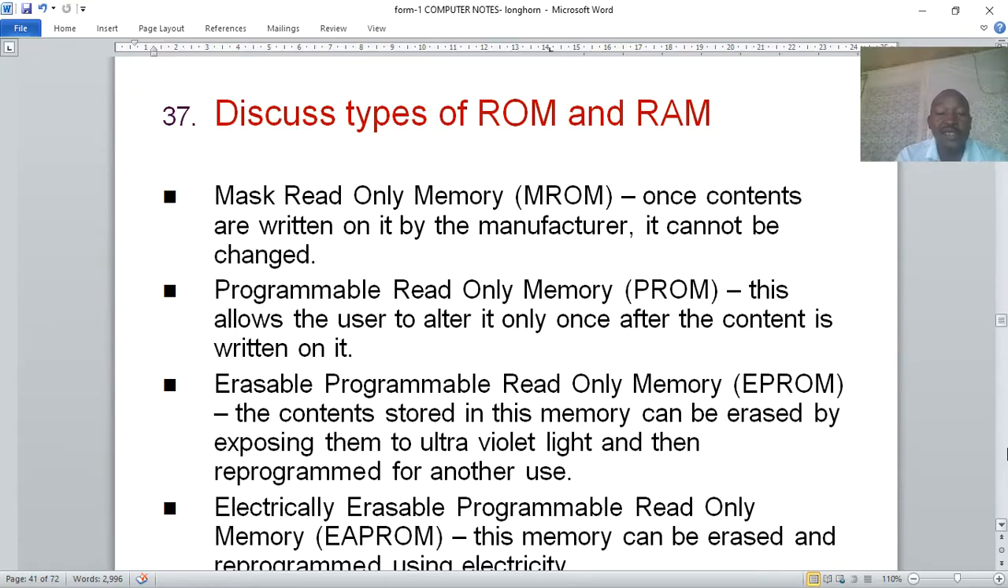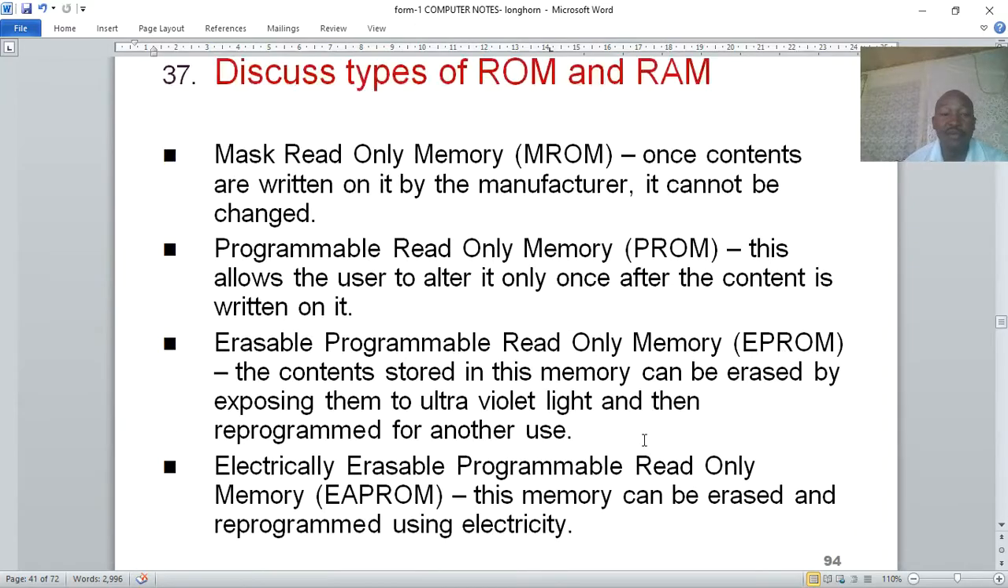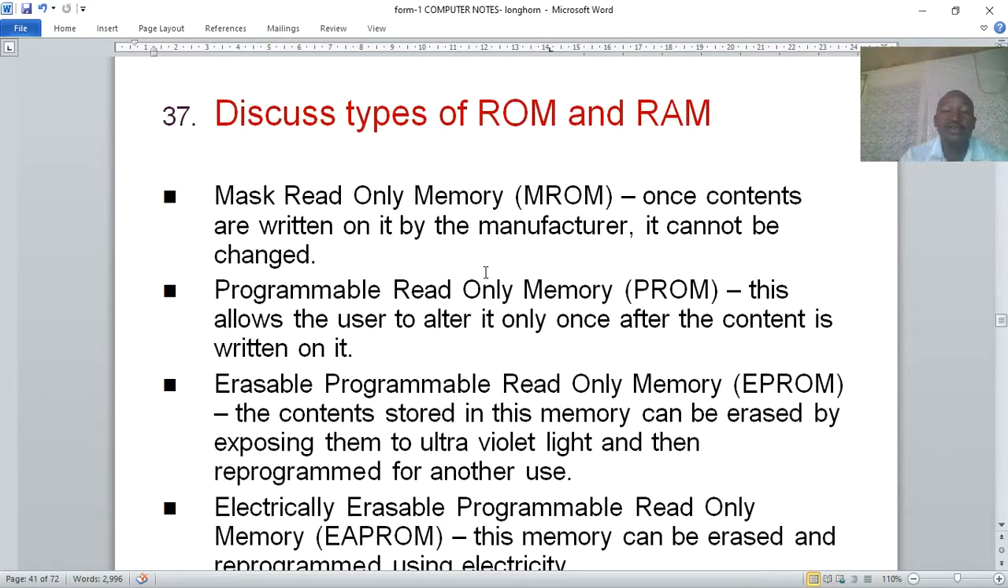So we have the mask read-only memory. Then we also have the programmable read-only memory. You see, we have the MROM or PROM. We have erasable programmable read-only memory, EPROM. Then we have electrically erasable programmable read-only memory. So the mask ROM, once the content is written by the manufacturer, it cannot be changed. That is masked. It has been masked. Cannot be changed. Programmable means this allows the user to alter. To alter means to change it only once after the content is written on it.